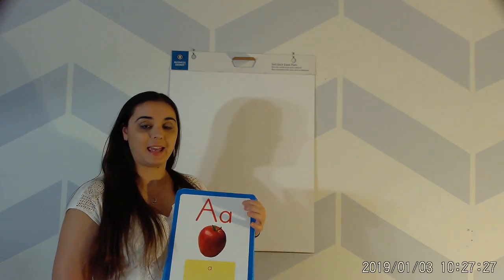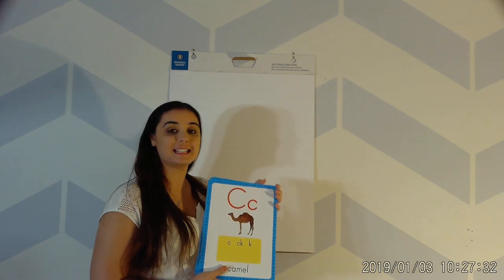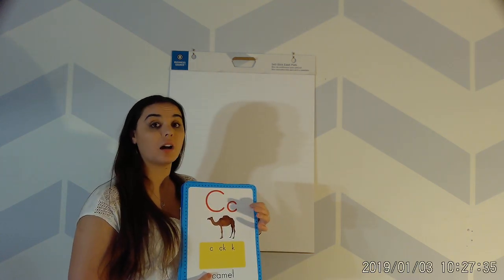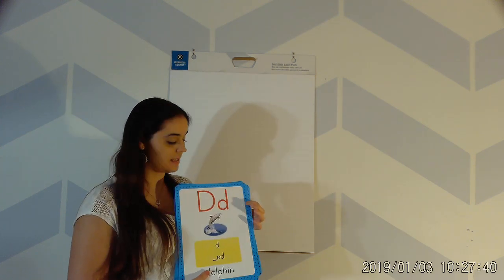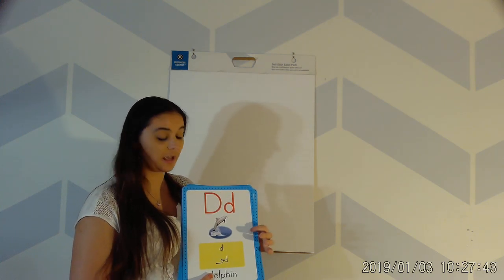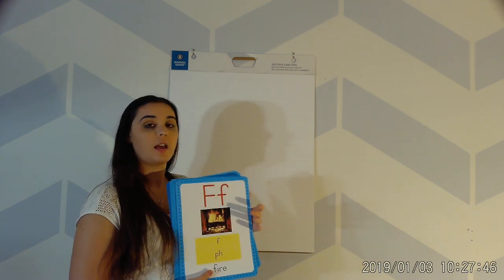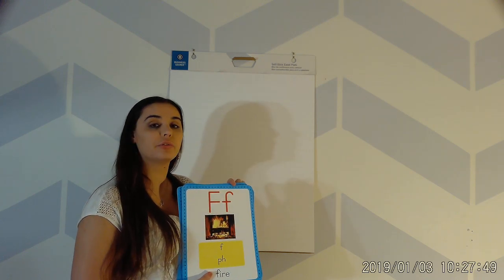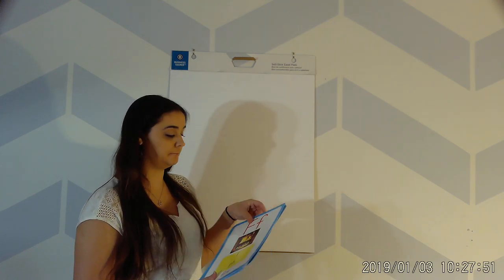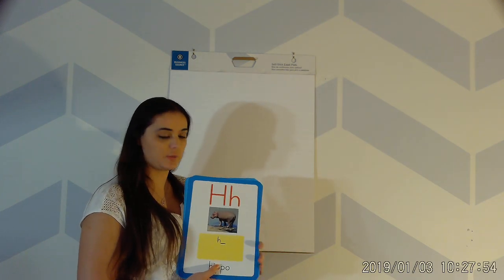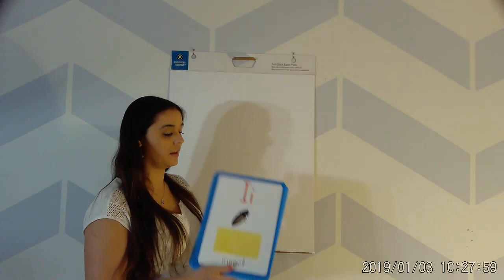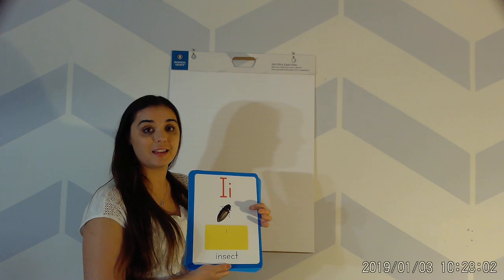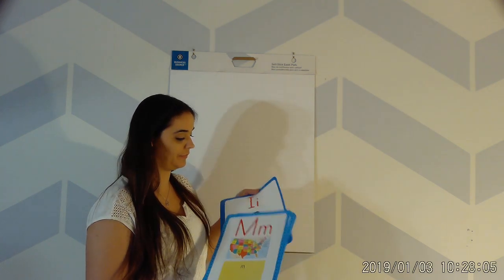Alright, so A says what sound? Ah, like apple. C says what sound? K, like camel. D says what sound? D, like dolphin. F says what sound? Like fire. H says what sound? Like hippo. I says what sound? Like insect.